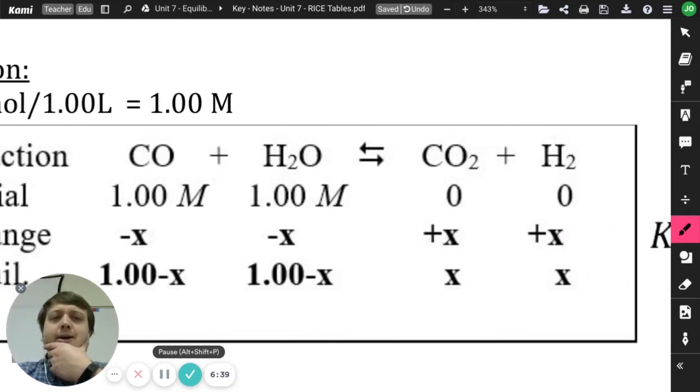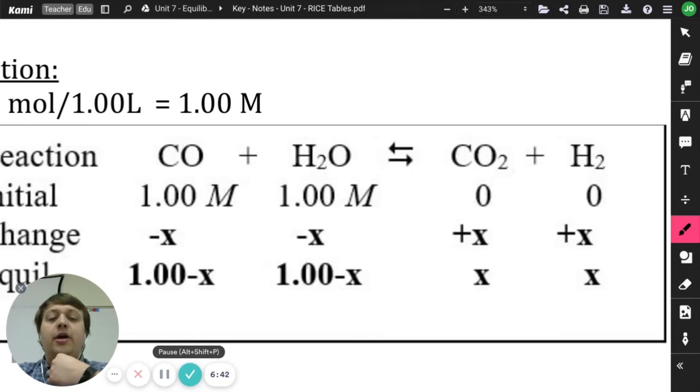Now, right here, I've got my products. The initial concentration of my products is 0. Why? Because we haven't made any products yet. So the initial is 0.